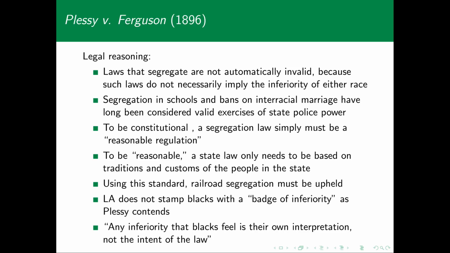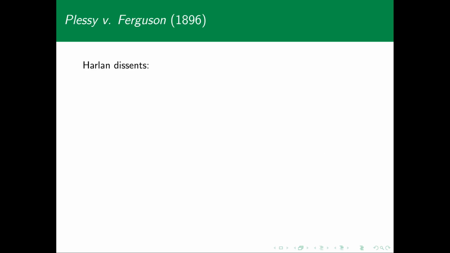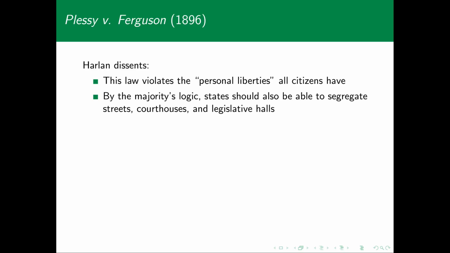Harlan dissents and he says this violates all personal liberties. He says there should be able to separate streets, courthouses, legislative halls. If segregation is allowed on railroads, then it's allowed everywhere. Well, some states took that to heart.